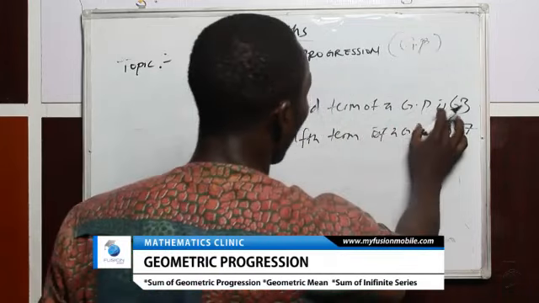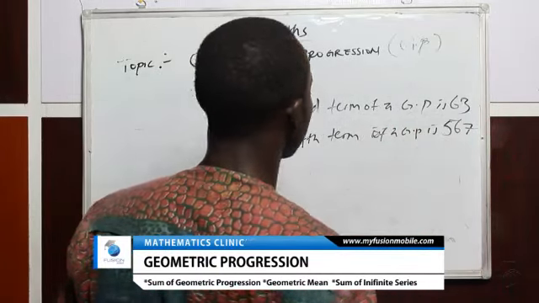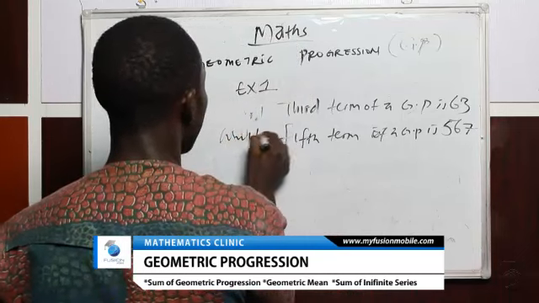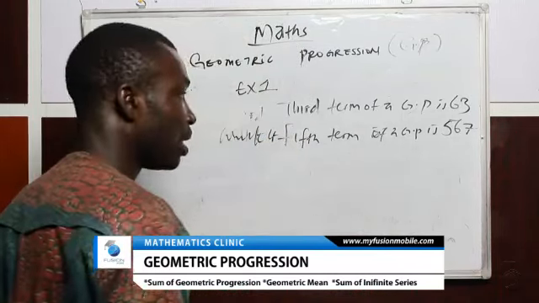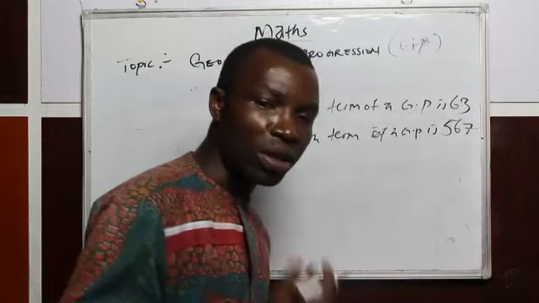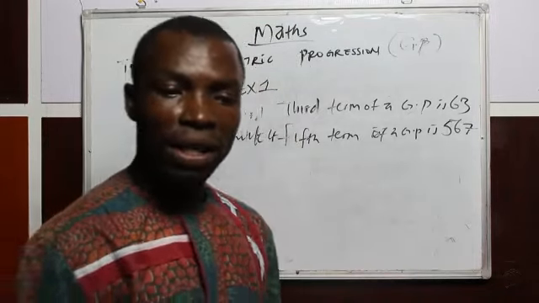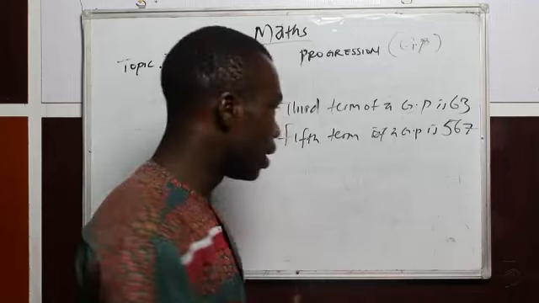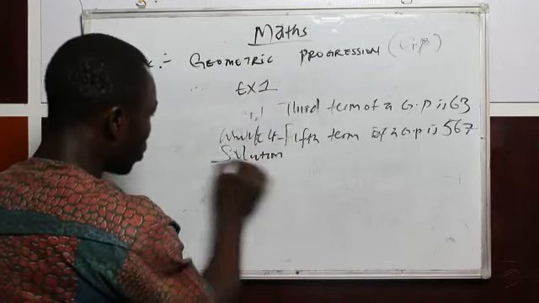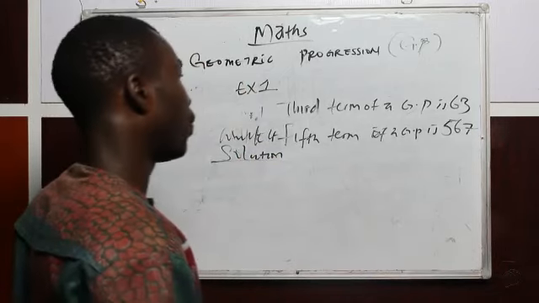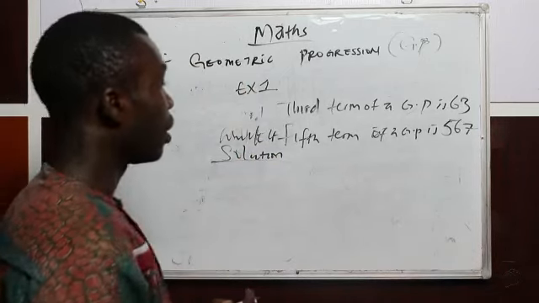The third term of a GP is 63, while the fifth term of the same GP is 567. What is the sum of the first 7 terms? Now, look at my hand. Solution. I want you to fasten your eyes to this board very well because you're going to have the full details.